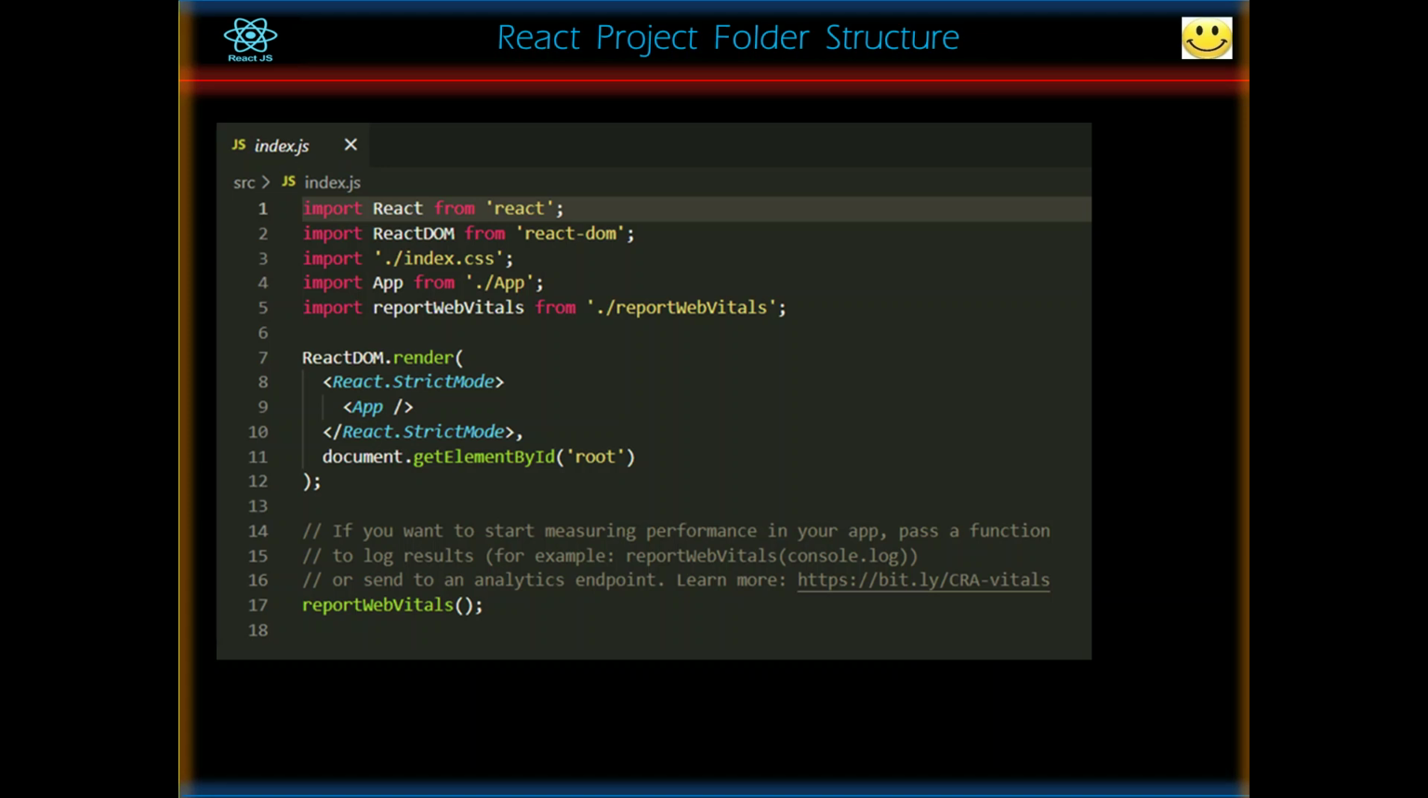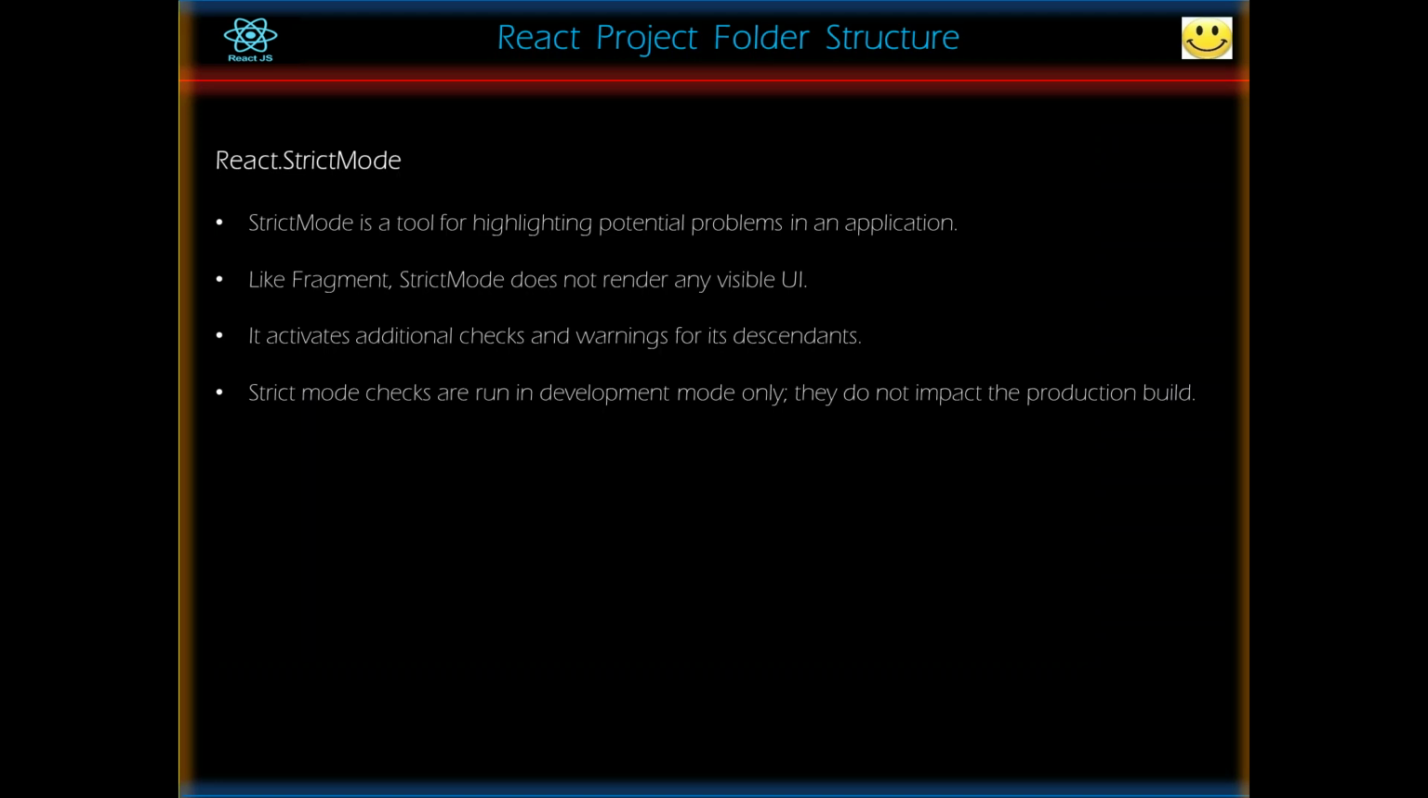This is the content of the index.js file. Here you are able to see the root, get element by ID, and the app component is enclosed within the React.StrictMode tag. What does React.StrictMode mean? Strict mode is a tool for highlighting potential problems in your application.